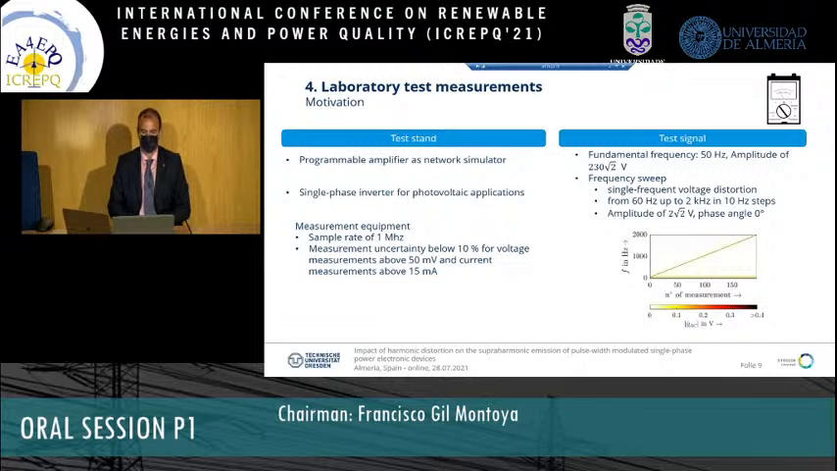So as I mentioned, for the test signal, we apply a fundamental frequency, which is 50 hertz in this case, and an amplitude of 230 volt RMS, so 230 volt times square root 2. And we have performed the frequency sweep for a single frequency voltage distortion from 60 hertz up to 2 kilohertz, each in 10 hertz steps, while we have not varied the phase angle, and the amplitude we have also kept.